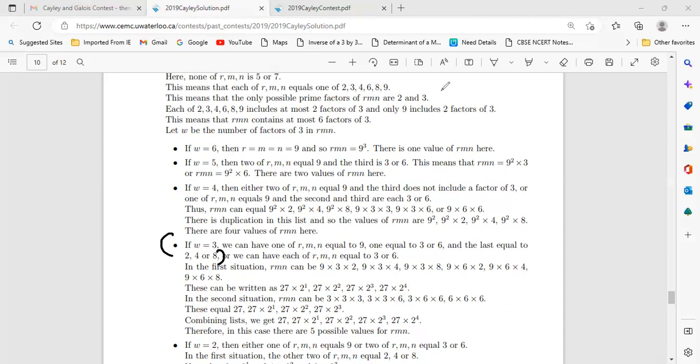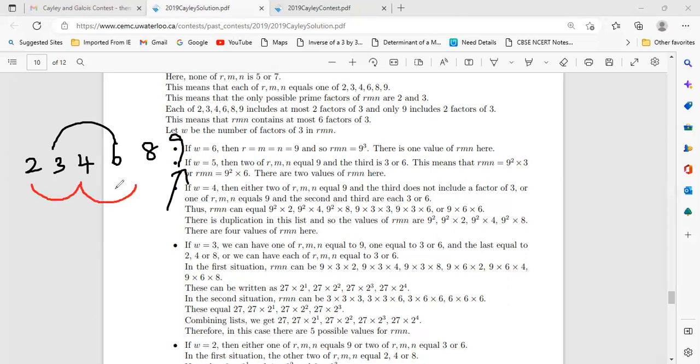Okay. So if we have W equals 3, that must mean that R, M, N is 1 is equal to 9 and then 1 equal to 3 or 6. Or we can have the last one equal to something that's not a multiple of 3. Or the other option is to have each of them be 3 or 6.